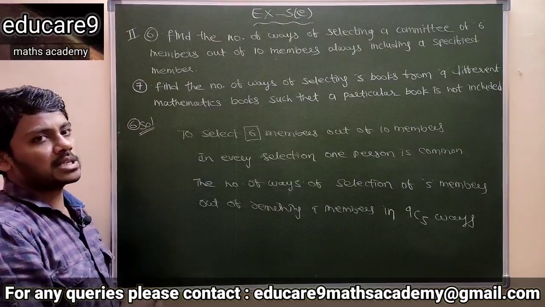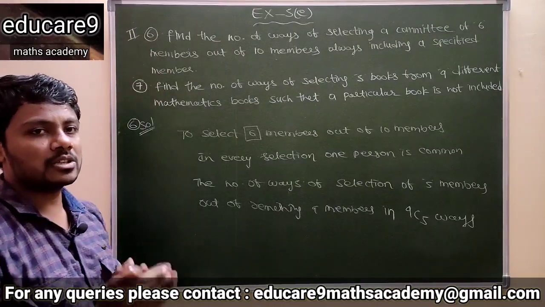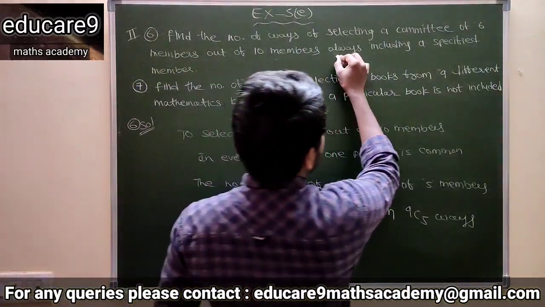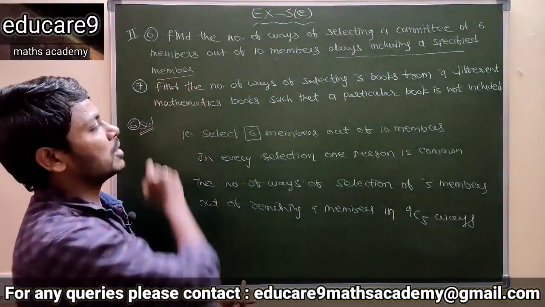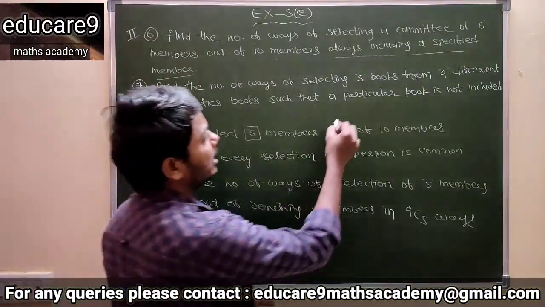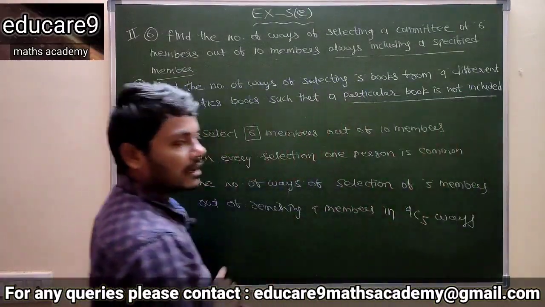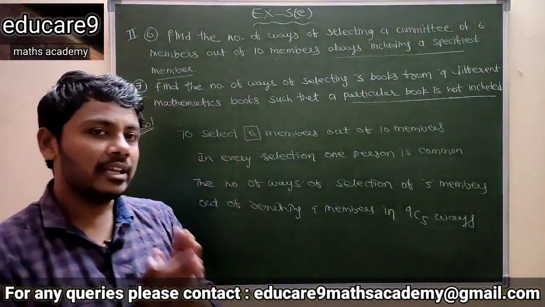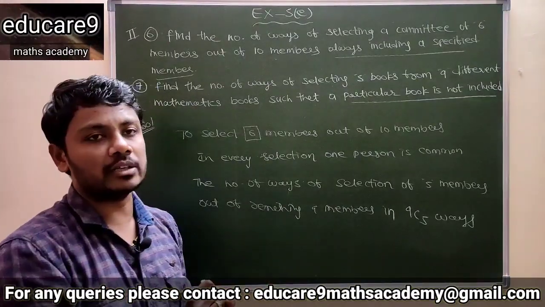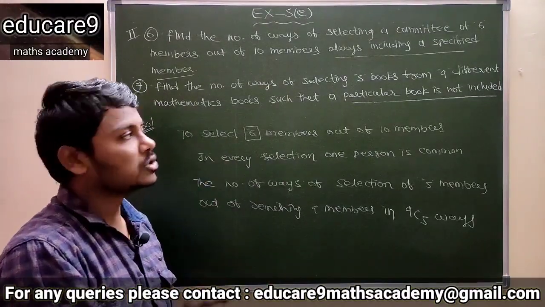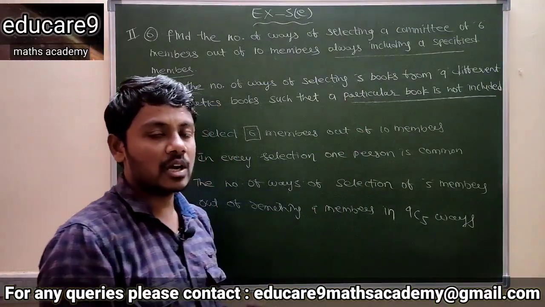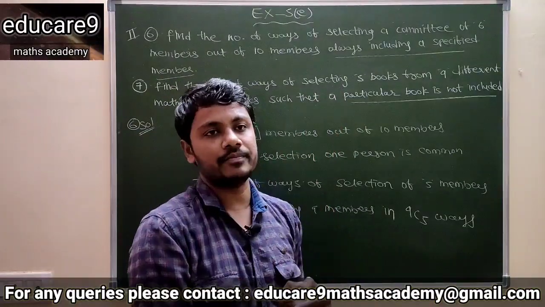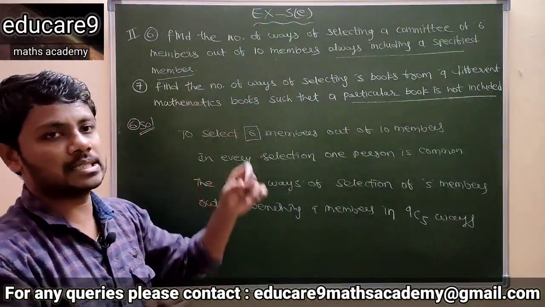Now question number 7. This is similar to 6, but there is a small difference. In question number 6, always including a specified member, but here a particular book is not included. So total how many books here? 9 different books. In that, one book is not included, so the remaining books are 8. So to select 5 books out of 8 books, that can be done in 8C5 ways. Okay, so try to solve question number 7.